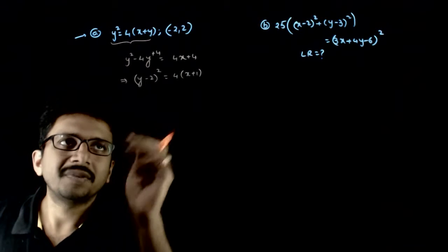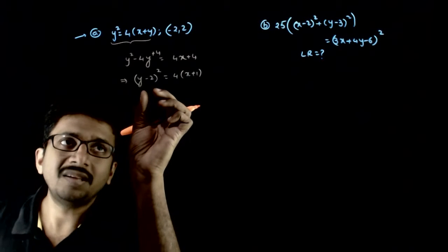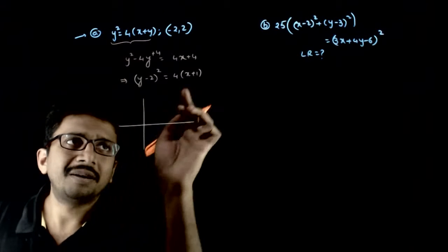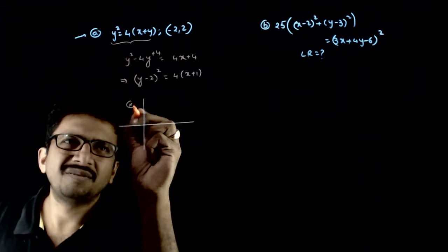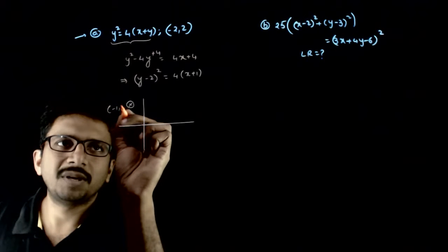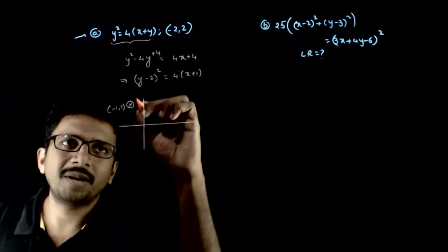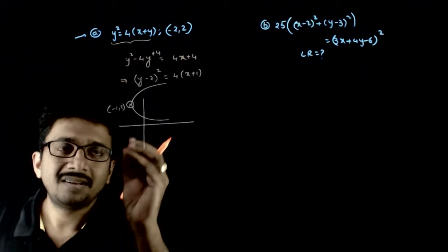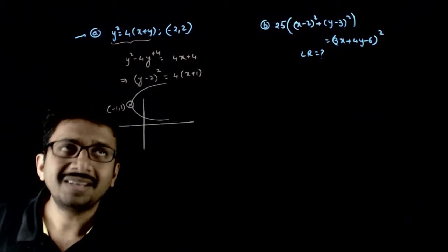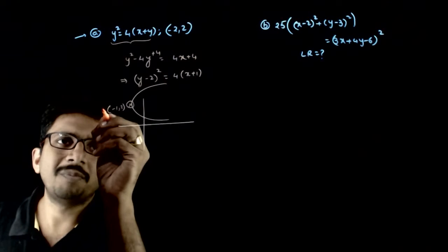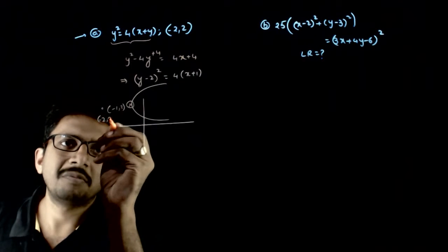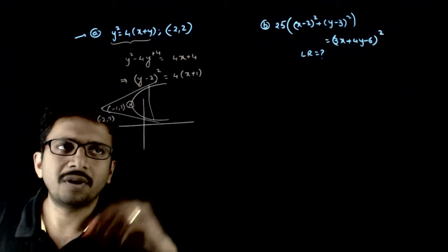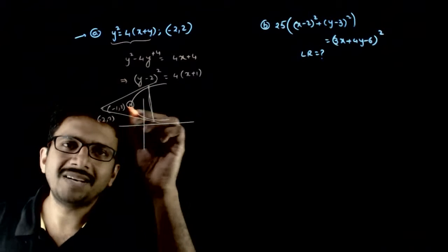So this is a parabola with the vertex at (-1, 2), and this is a horizontal parabola. It looks like this. And to this parabola, you're drawing tangents from the point (-2, 2), drawing two tangents and a chord of contact. You're asked to find the area of this triangle.